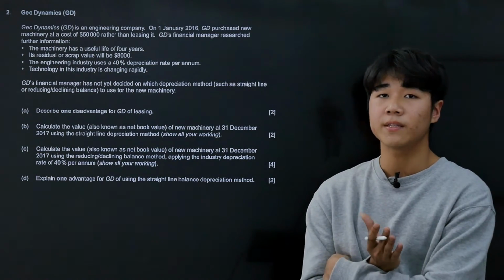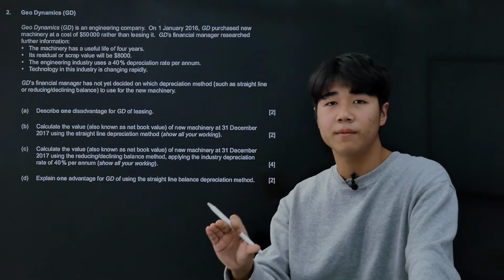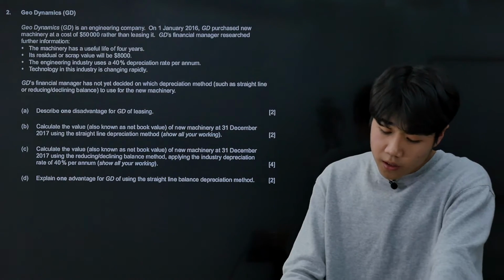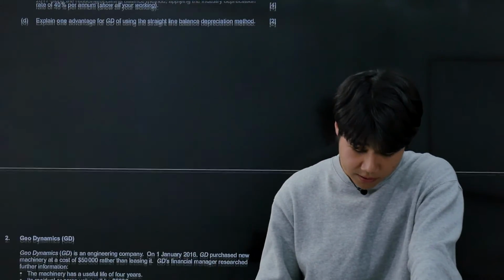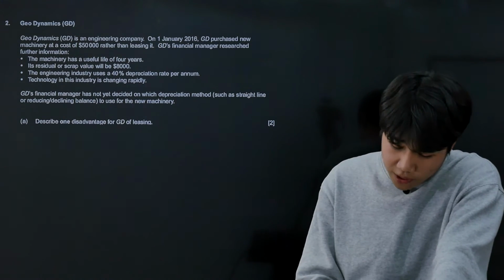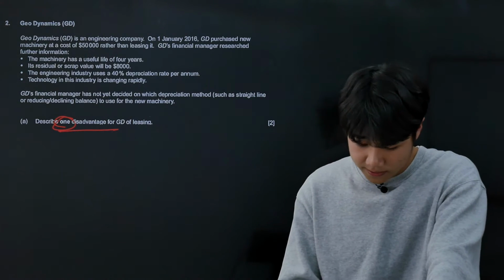So my tip is at least skim briefly the case itself, then look at the baby questions, then choose one of the two. So assuming that you've already skimmed through the case, let's jump right into question A. Describe one disadvantage for GD of leasing.